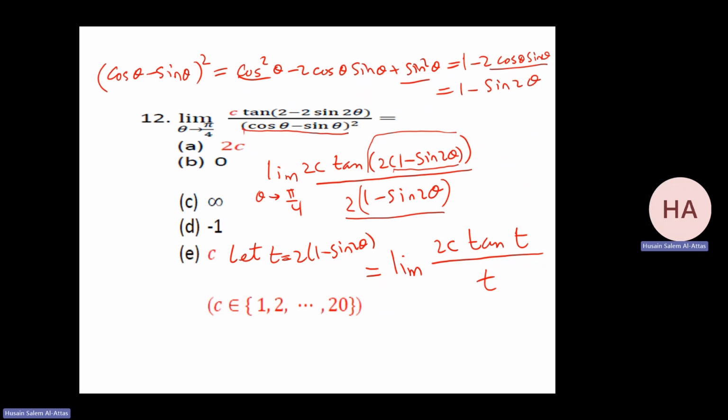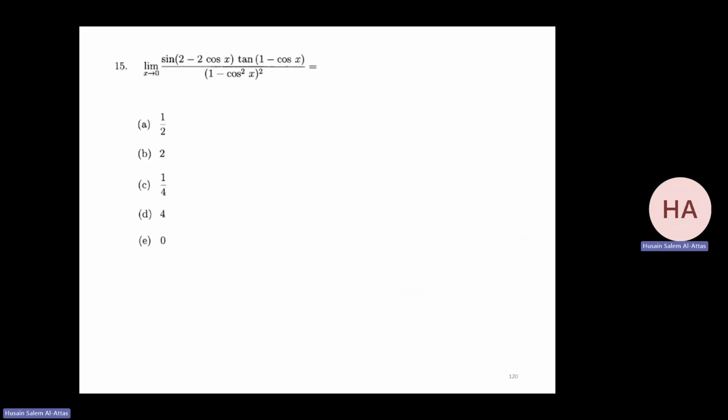Now be careful. As theta goes to pi over 4, I have sine of 2 times pi over 4, which is sine pi over 2. That is 1. 1 minus 1 will be 0, times 2, so t goes to 0. And what is the answer of this? This goes to 1, and this is 2, so the answer is 2, which is this one. By the way, this is just to make it look more complicated, but it's nothing.